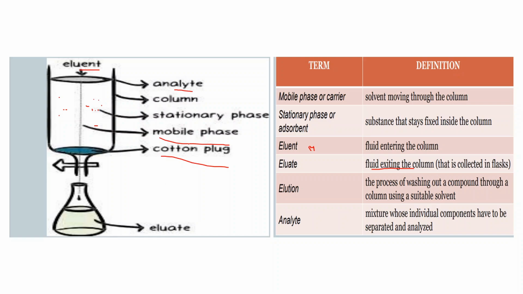So you have to remember: mobile phase is the solvent moving through the column; when it is outside of the column it is called the eluent. The stationary phase is fixed in the column. Eluent is fluid entering the column, eluate is fluid exiting the column, and elution is the process of washing out a compound through the column using a suitable solvent. Analyte is the mixture of components that has to be separated and analyzed.